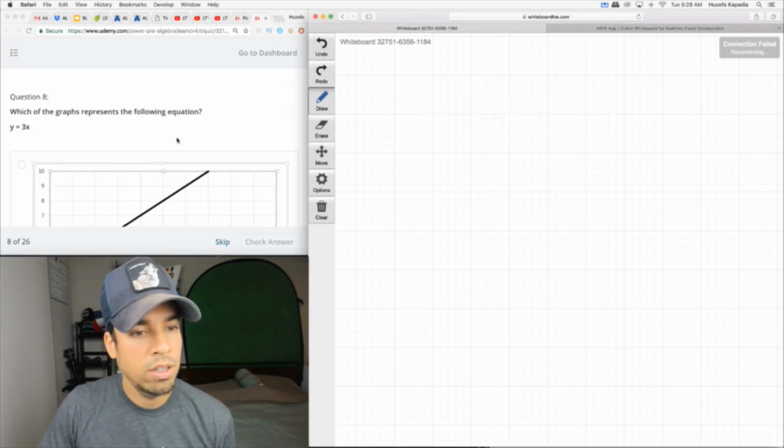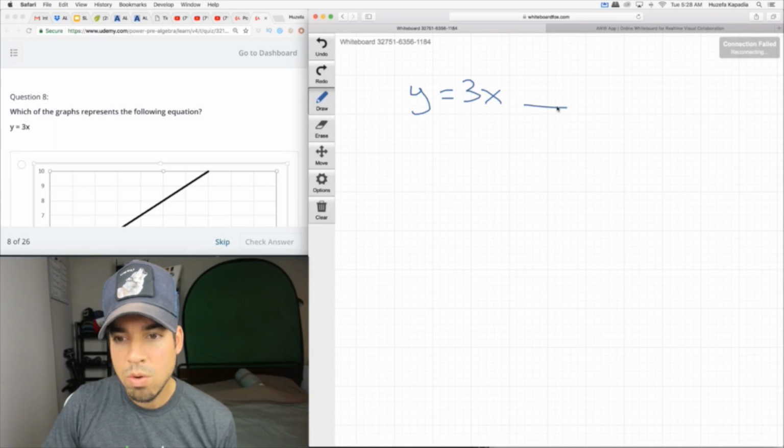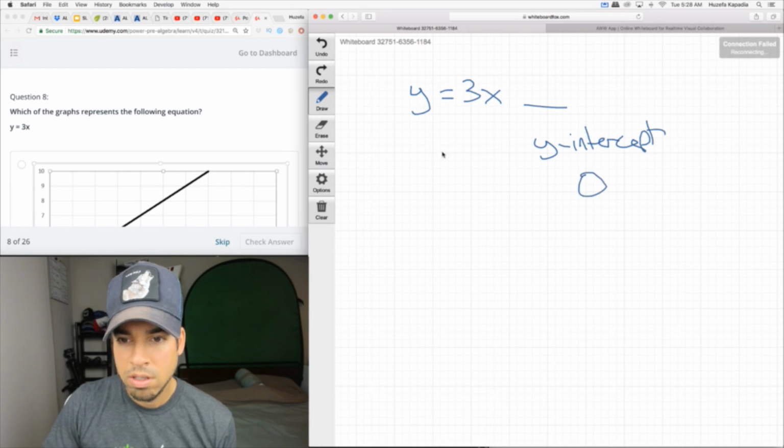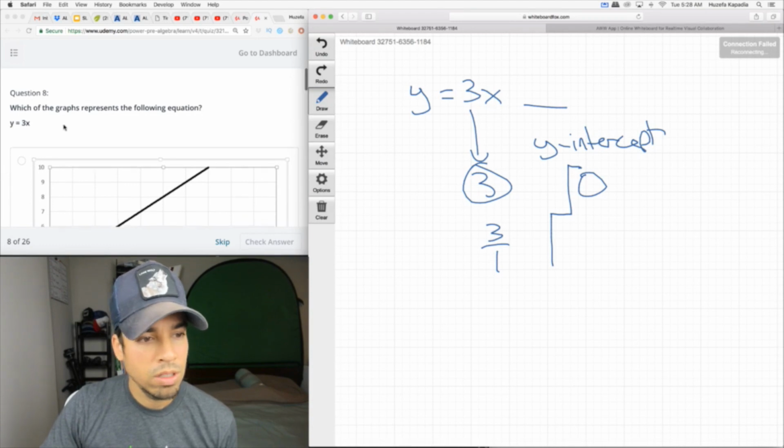All right, question number 8. Which of the graphs represents the following equation? So if we look again in terms of slope-intercept form, there's no y-intercept, which means the y-intercept is 0. And the slope is 3, which is really 3 over 1. It means we're going up 3 over 1, up 3 over 1. So let's see which one of these has the right set.